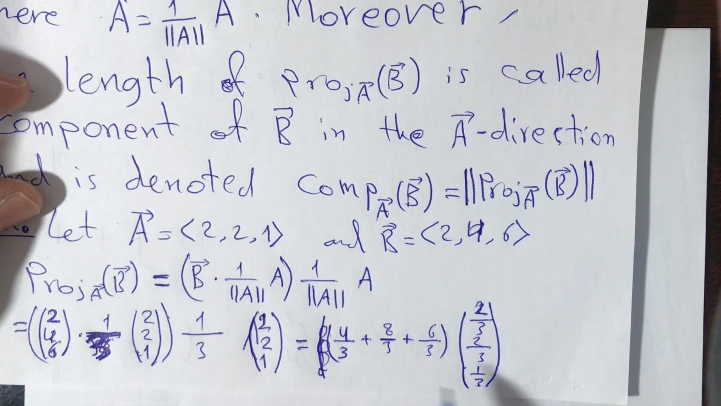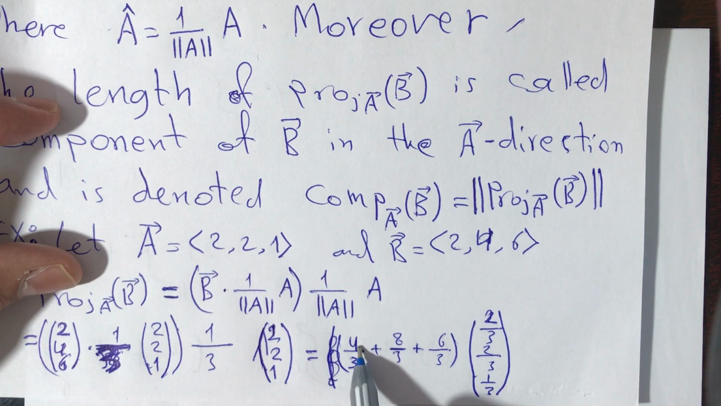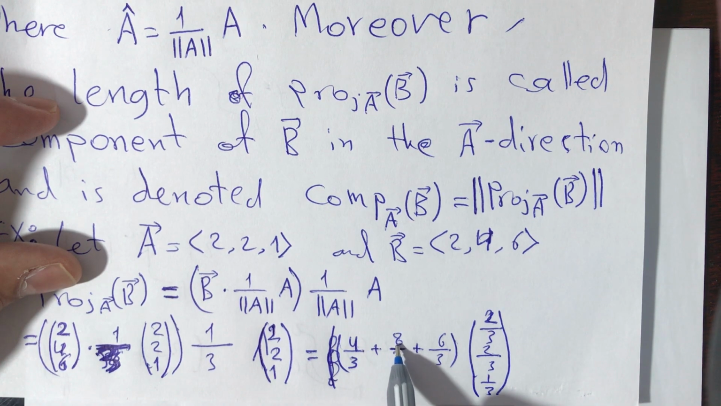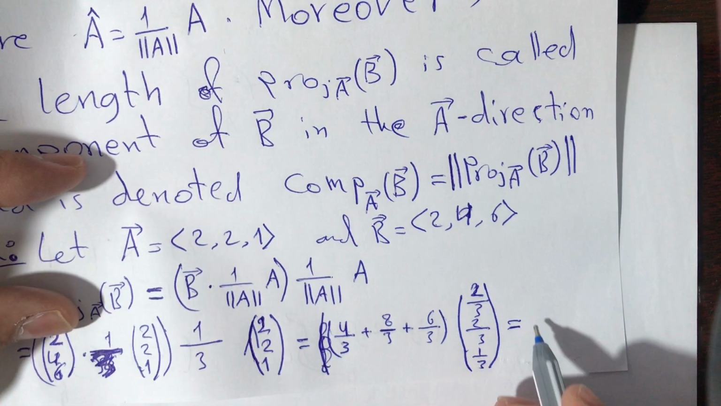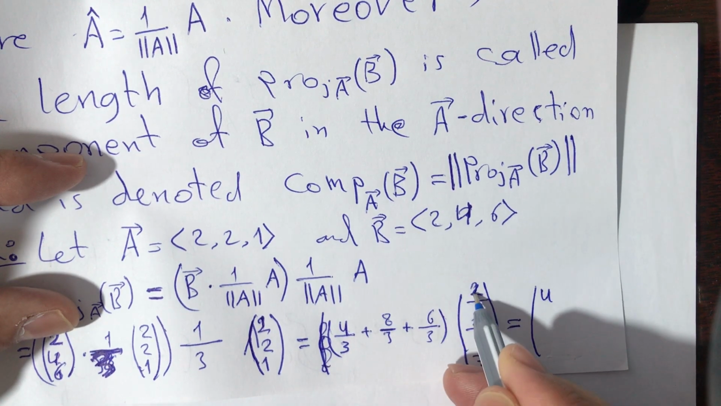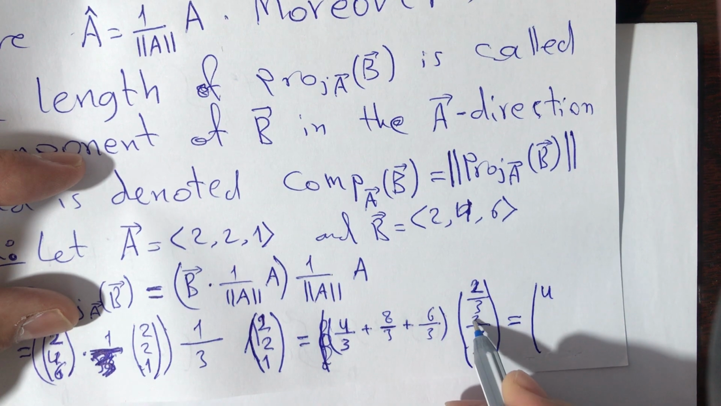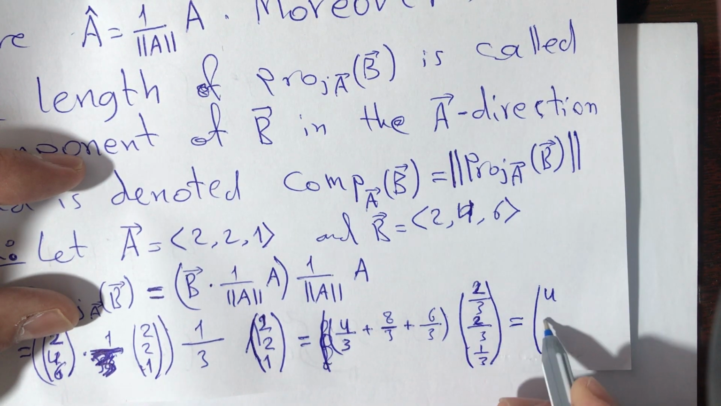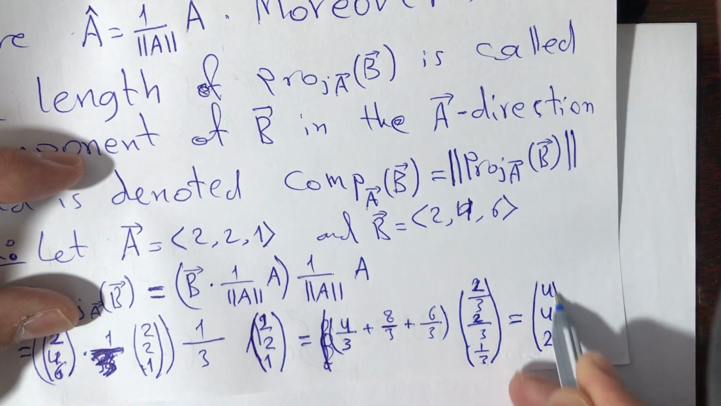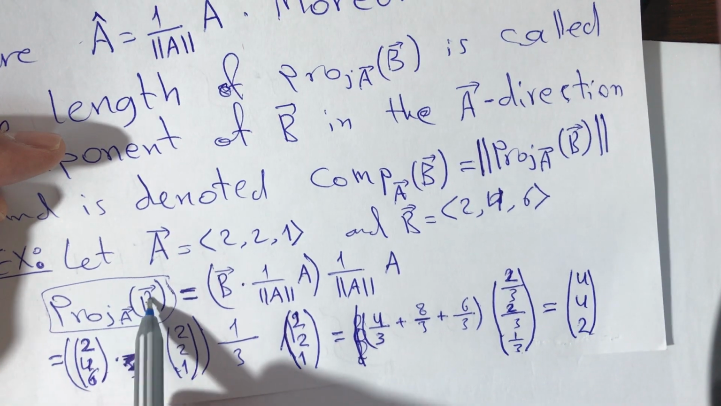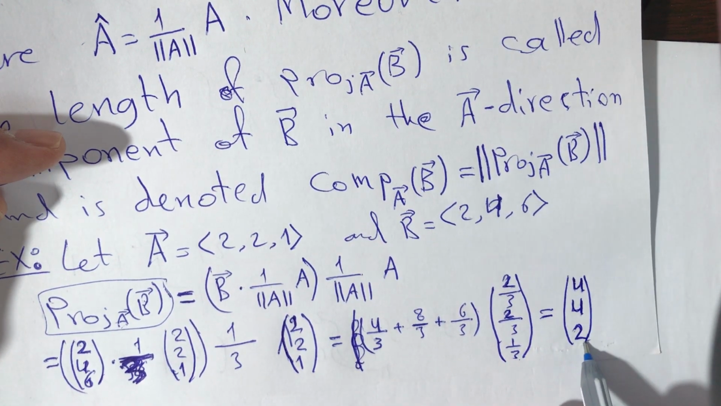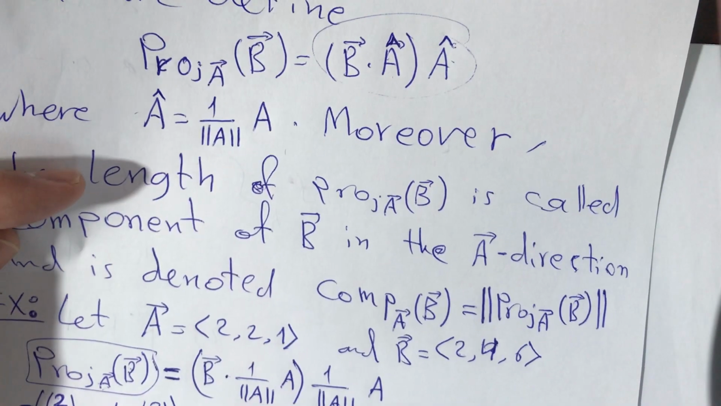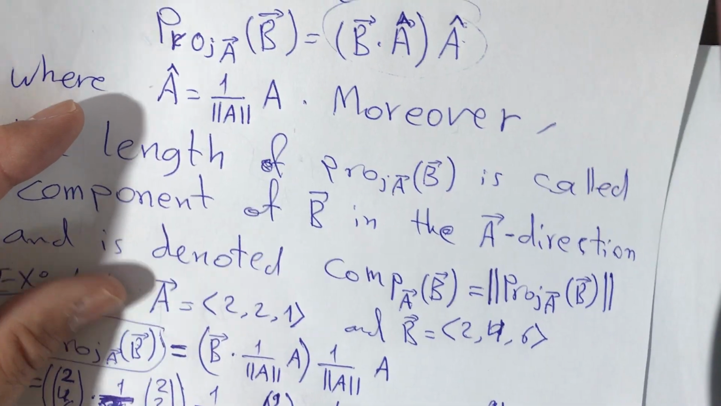This will be equal to 18/3, which is 6, and we move 6 here. This will be 4, because 6 times 2 is 12/3, 4, and here 6 times 2, 12/3, also 4, and here 6 times 1/3 is 2. So the projection of B in the direction of A is equal to (4, 4, 2). And this is the example, and this is page number 4.